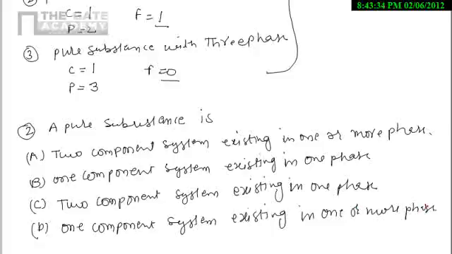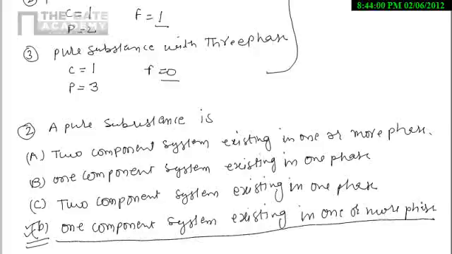So, according to the definition, pure substance is a substance of constant chemical composition throughout its mass. It's a one component substance, but it may exist in one or more phases. So, according to that, D will be the correct answer. So, correct answer is D, one component system existing in one or more phases.